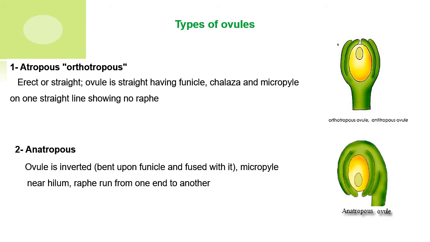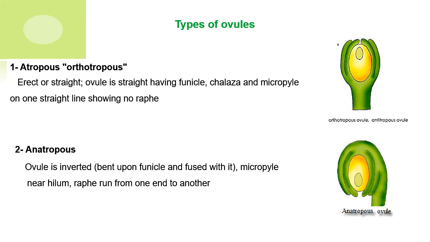According to the direction of growth of the ovule, or manner of growth of the ovule, you have different types of ovule. The first type is the atropous or orthotropous ovule, which is the erect or straight type, having the funicle, chalaza, and micropyle in one straight line, showing no raphe. This is the funicle, here the hilum, micropyle, and the lower part of the nucellus, which is the chalaza.